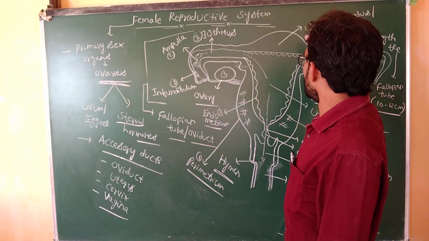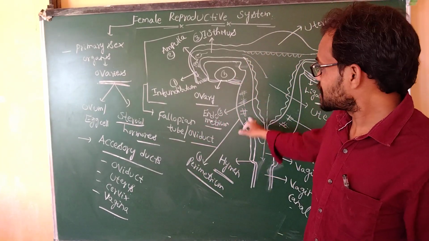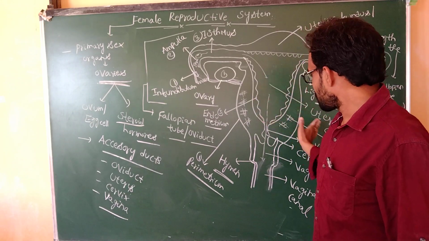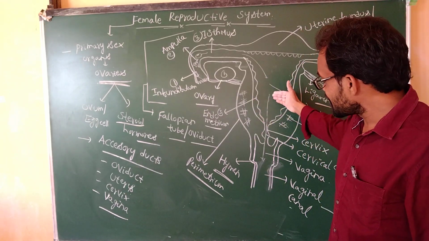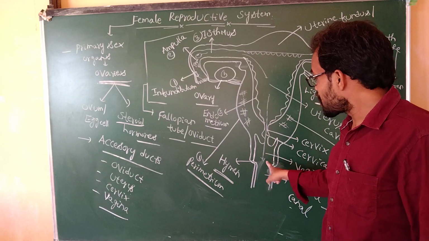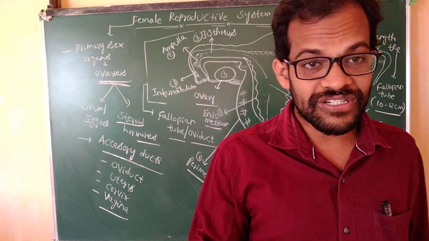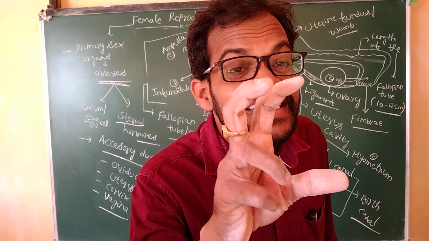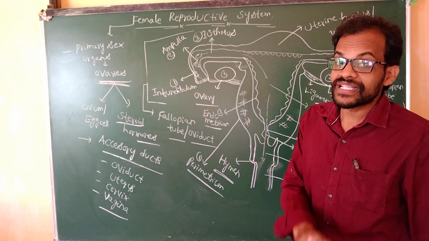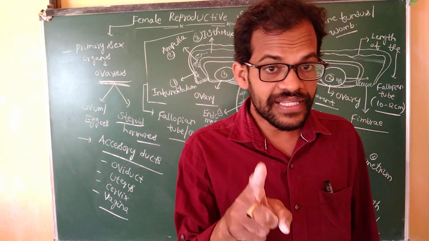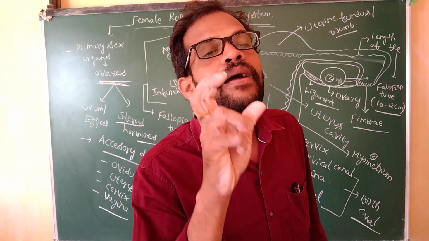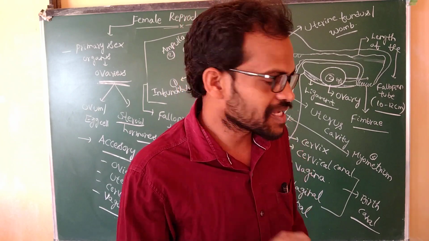The uterus cavity, or womb, is nothing but the uterus. The uterus cavity opens into the vagina through the cervix. Inside the cervix is the cervical canal. The cervix, cervical canal and vagina together indicate the birth canal.